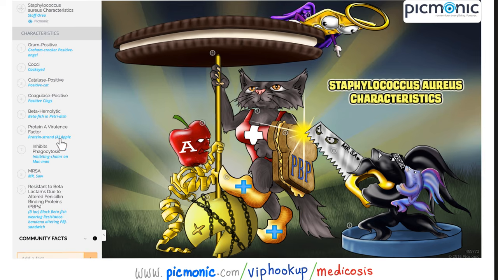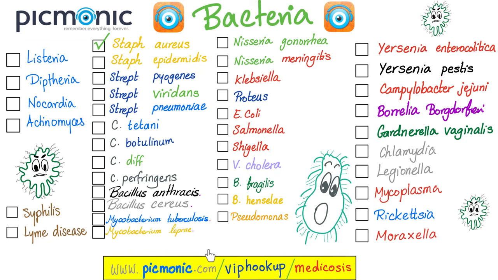Staph aureus secretes something called protein A. So remember staph, protein A. It's very virulent. Why, Medicosis? It inhibits your immune system. It inhibits your phagocytes.